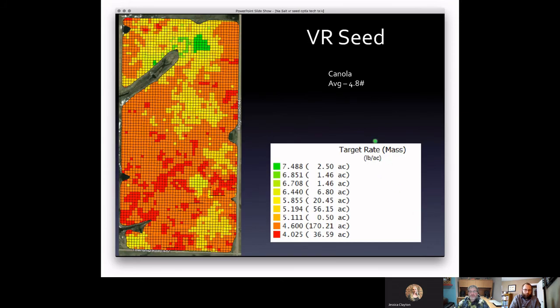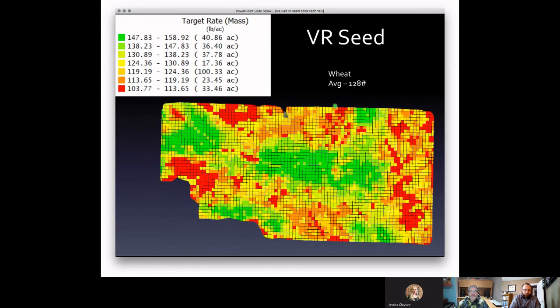So just going to briefly show a couple of different examples on variable rate seeding. So this is a canola field. You can see we're ranging from a low end of 4 pounds per acre up to 7.5, depending on the different background soil properties, with an average of 4.8. Here's another example of wheat with an average of 128, ranging from 103 up to 158. You can see that most of that field's in that 119 to 124. The grower thought he'd be more in that 124 to 130, but when we calculated it all, it was a little bit lower for the majority part of the field, but we still got his average in that 128, so they were pretty happy about that.